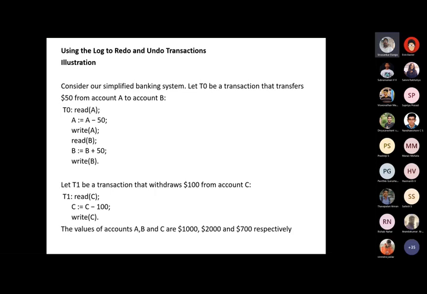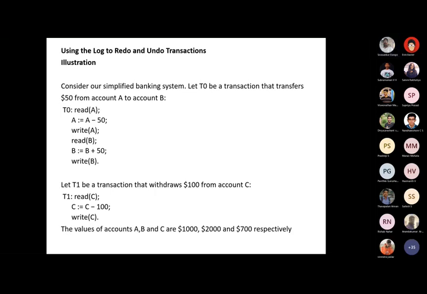And T1 is the other transaction that is running concurrently, which withdraws $100 from account C. Again, it should be able to read the value of account C, which is going to be in the variable C, read of C. Then you are going to debit $100 from account C, and write the updated value of the data item into the memory. So write of C is used to update the value of the data item C. The initial values of accounts A, B, and C are going to be $1,000, $2,000, and $700 respectively.